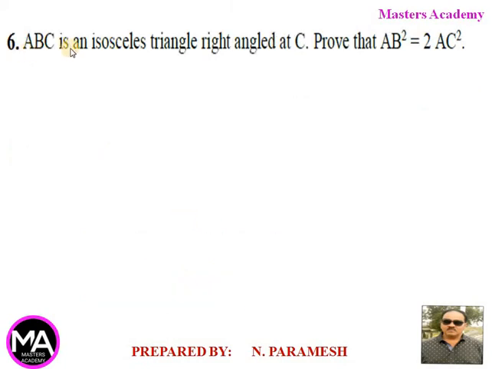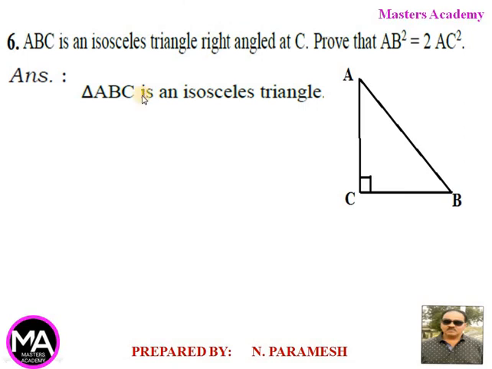Sixth question, ABC is an isosceles right angle at C. Prove that AB square is equal to 2AC square. Answer, ABC is an isosceles triangle. AC is equal to BC.